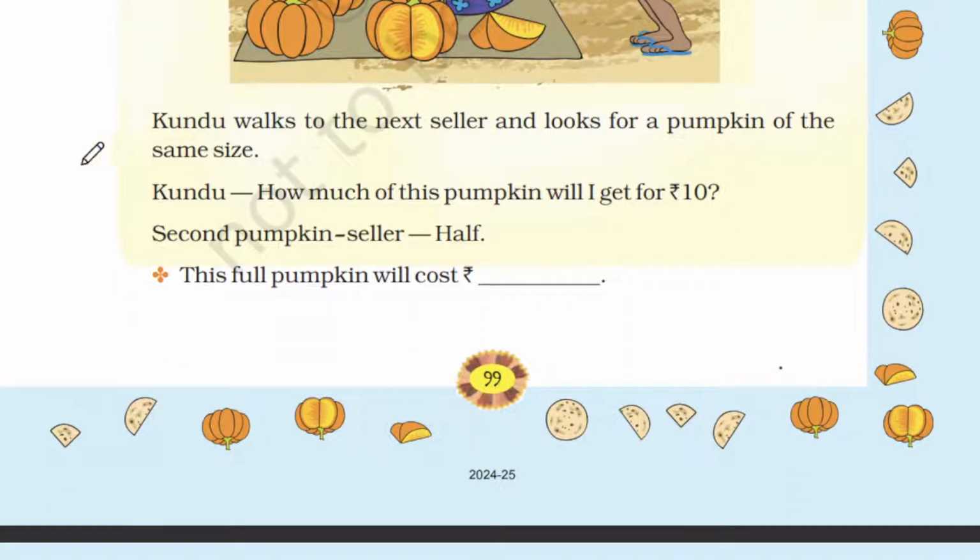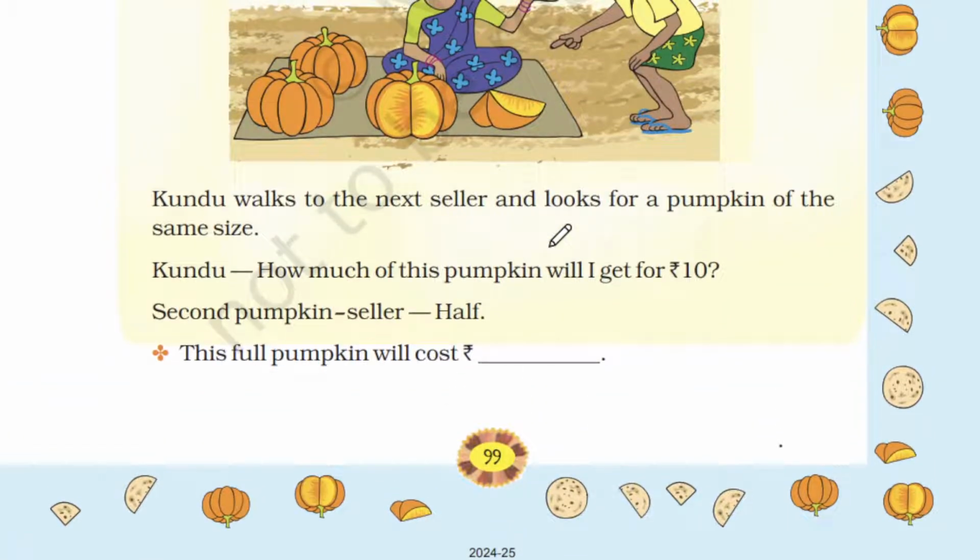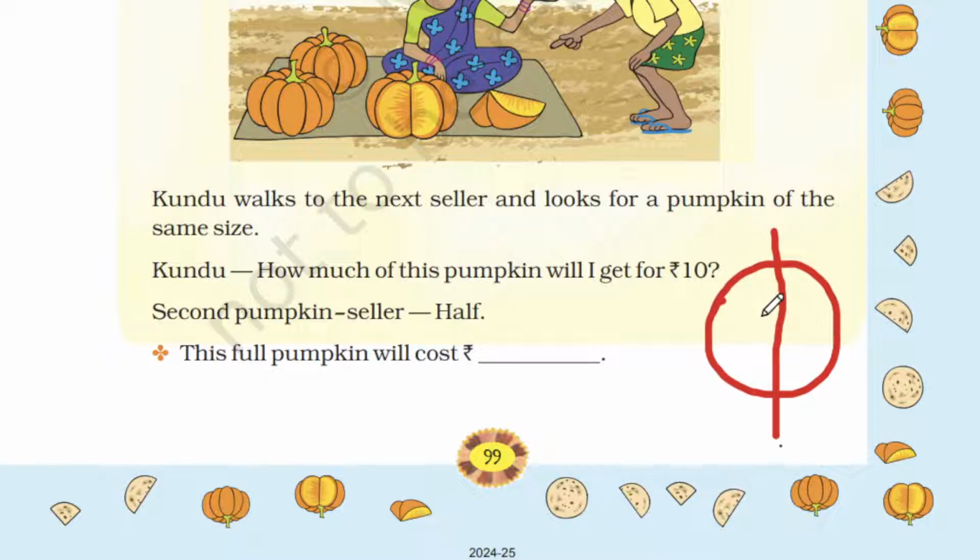So Kundu walks to the next seller and looks for a pumpkin of the same size. Kundu asks, how much of this pumpkin will I get for rupees 10? The second pumpkin seller says half. So the second seller is telling him that half the portion of the pumpkin is 10. For example, this one is one full pumpkin. Let me divide this into two equal halves. He's telling one half is rupees 10, and the other half is also rupees 10. So 10 plus 10 is 20. A full pumpkin costs rupees 20.